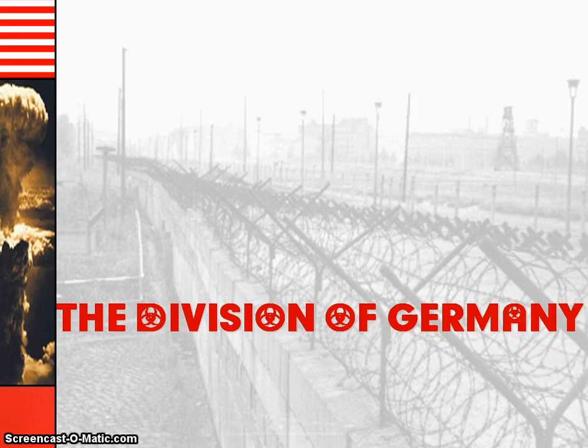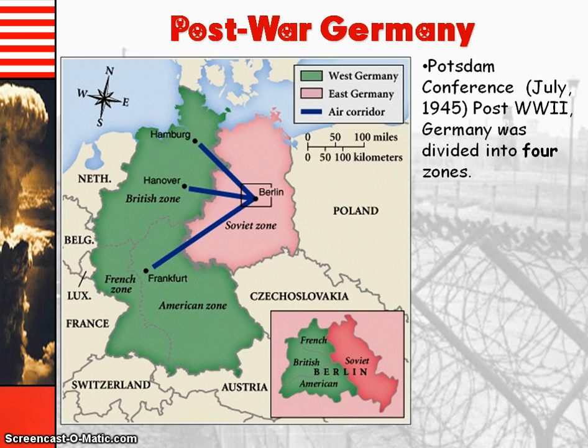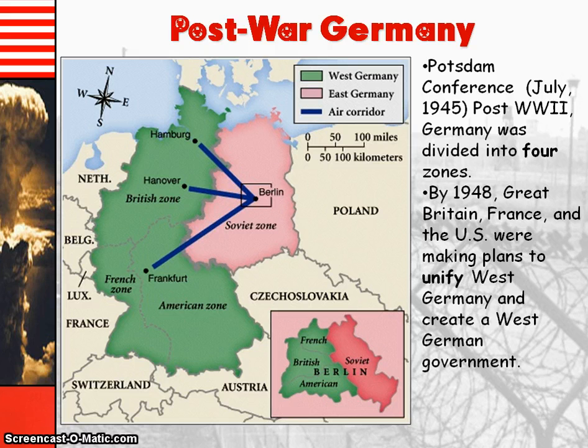Now the next thing that we have talked about briefly is Germany and what that looked like post-World War II. Here's a map of post-war Germany, and we'll talk about it in a moment. But at the Potsdam Conference, the Big Three decided that Germany should be divided into 4 zones. And those zones were put under the control of the Soviet Union, the US, Great Britain, and France. So if we look, we have East Germany, which was put under control of the Soviet Union. Then we have West Germany, that was put under control of the British, the French, and the US.